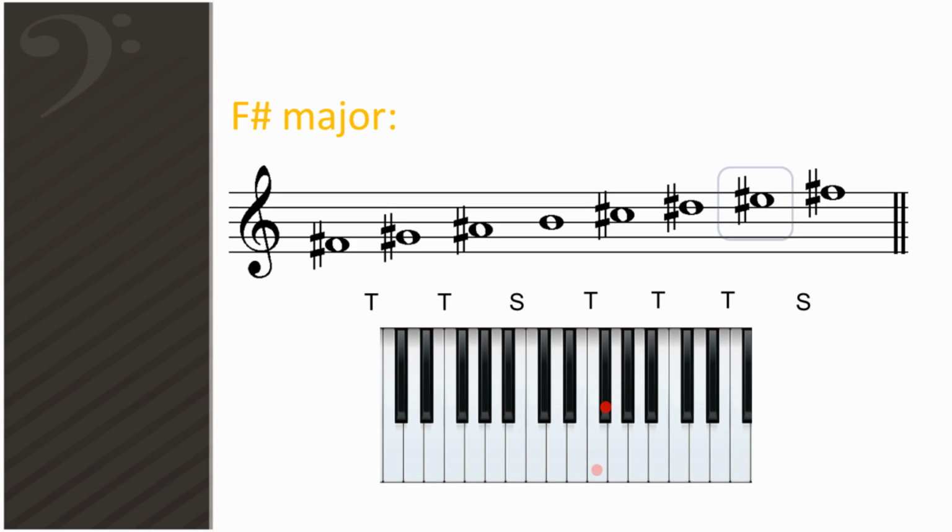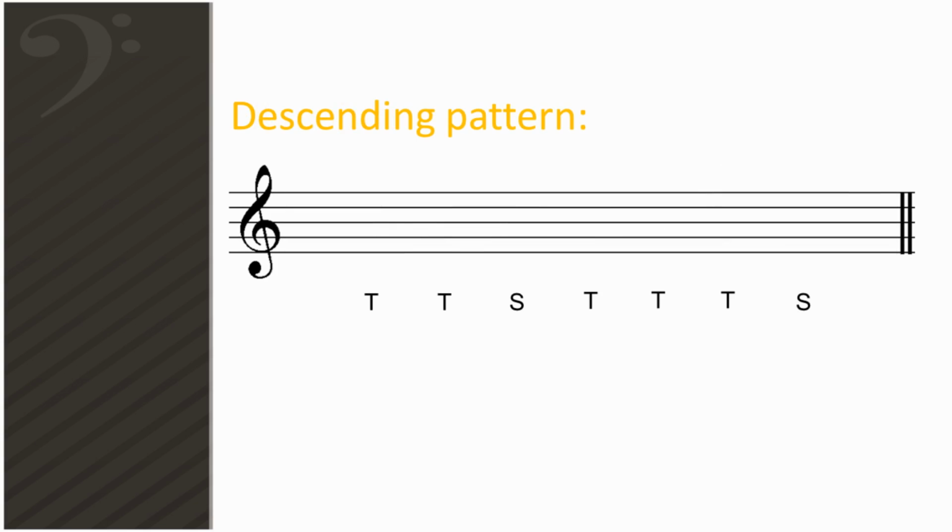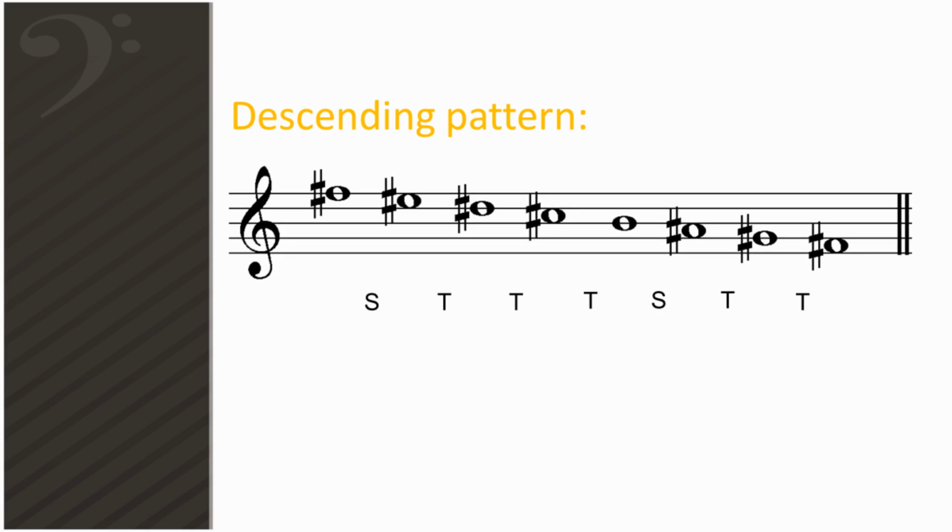Notice that we had to use E sharp instead of F natural, even though it's the same piano key. This is because you can only use each letter name once, and we've already used F sharp as the first note of the scale. To make a descending scale, you'll just need to reverse the pattern, or start at the end and write it backwards.